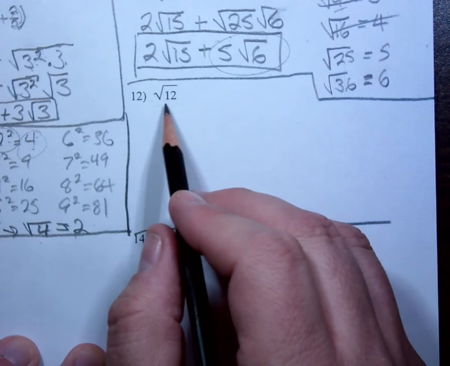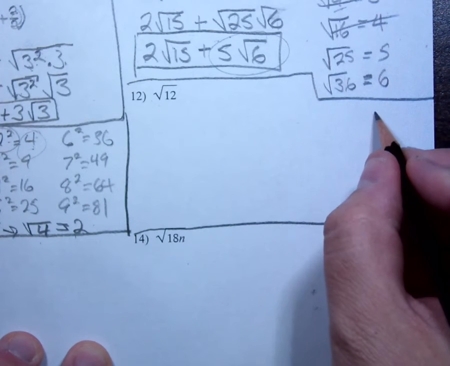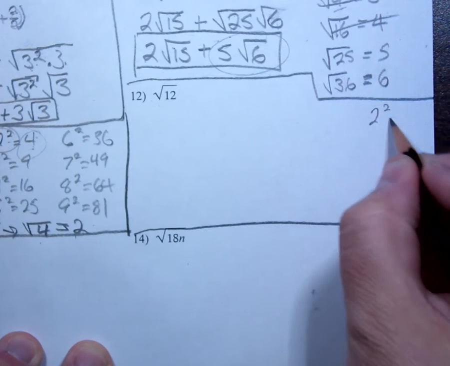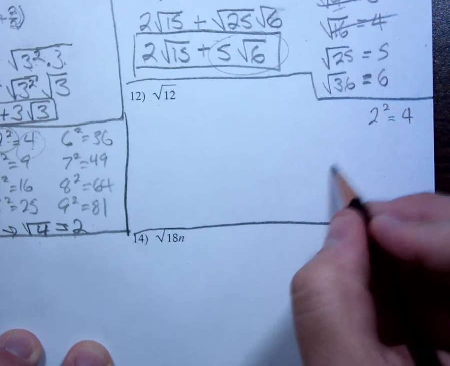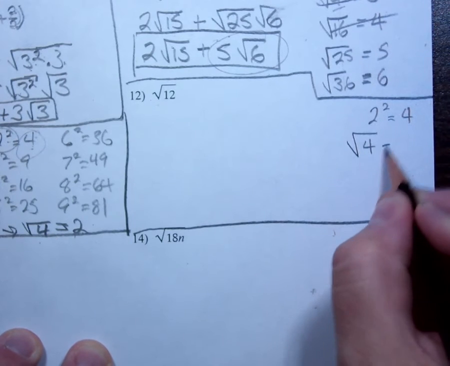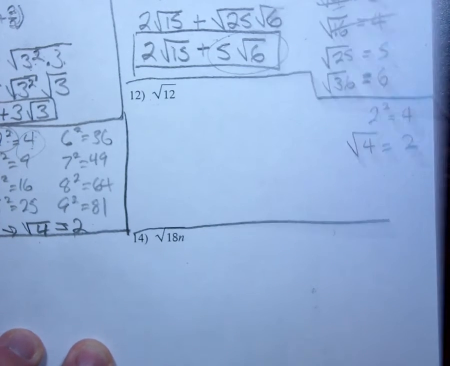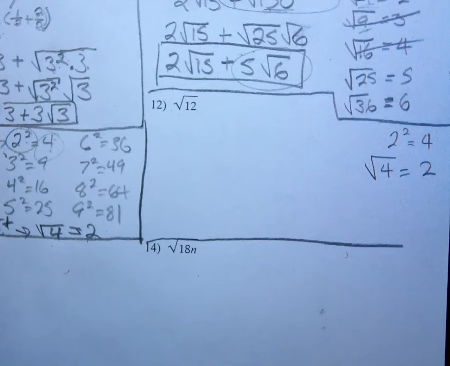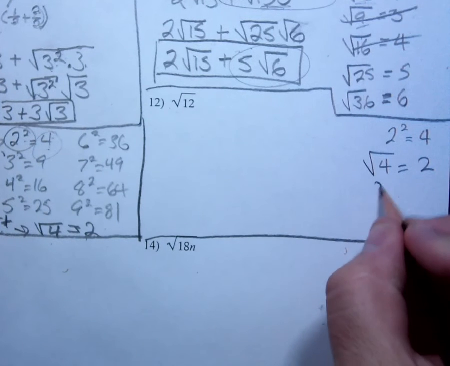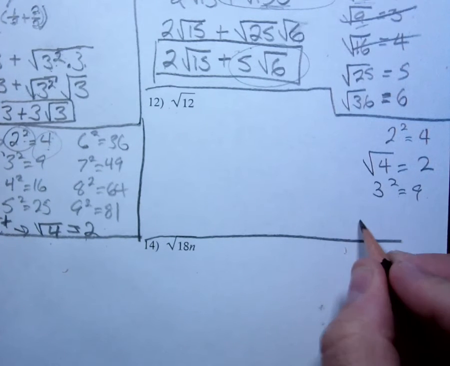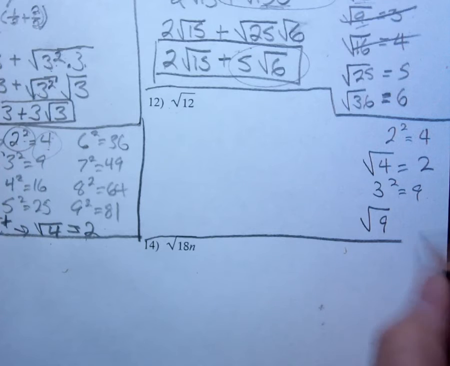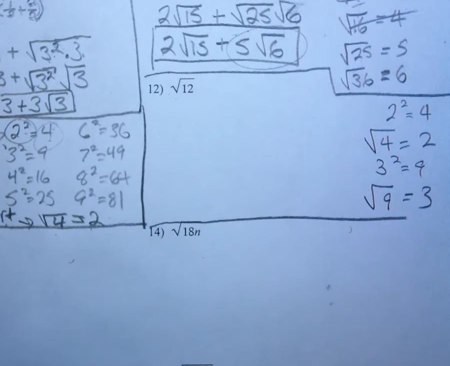So now I want you to think in terms of perfect squares. 2 squared equals 4, or the square root of 4 equals 2. 3 squared equals 9, or the square root of 9 equals 3. Okay?